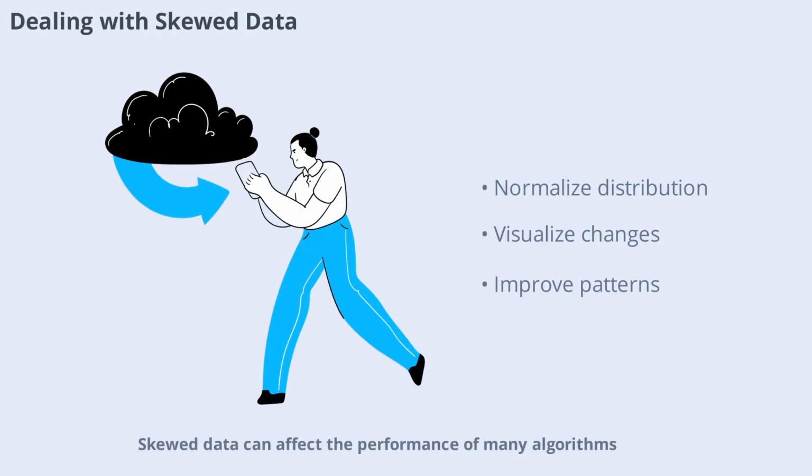Skewed data can affect the performance of many algorithms. Applying transformations like log or square root can help normalize the distribution and make patterns more apparent. It's important to visualize the data before and after transformation to ensure the changes are beneficial.